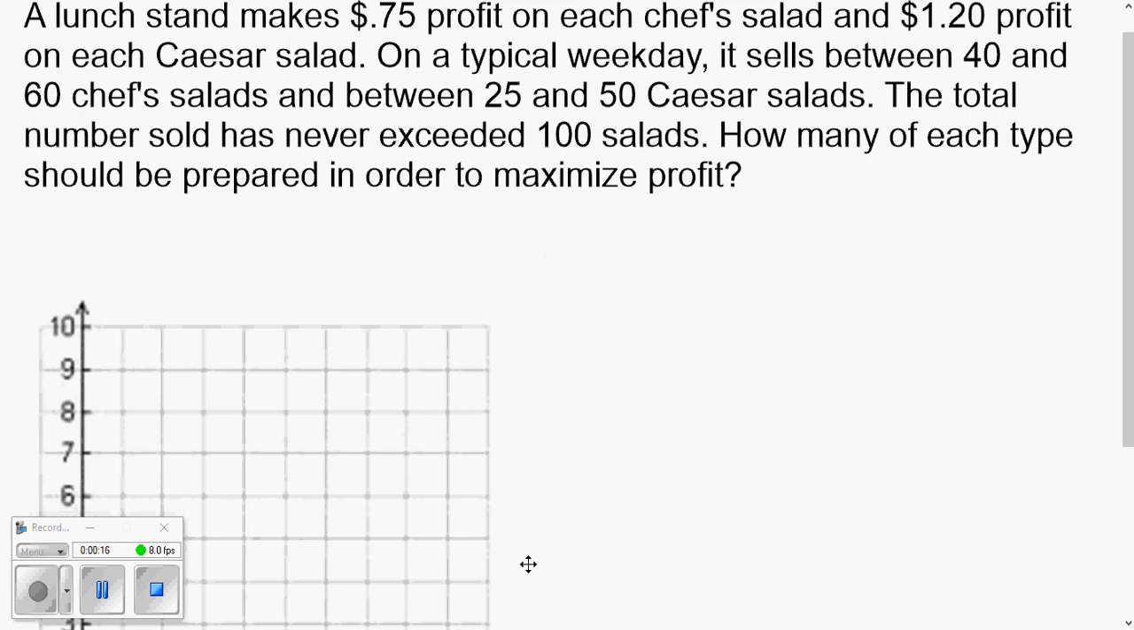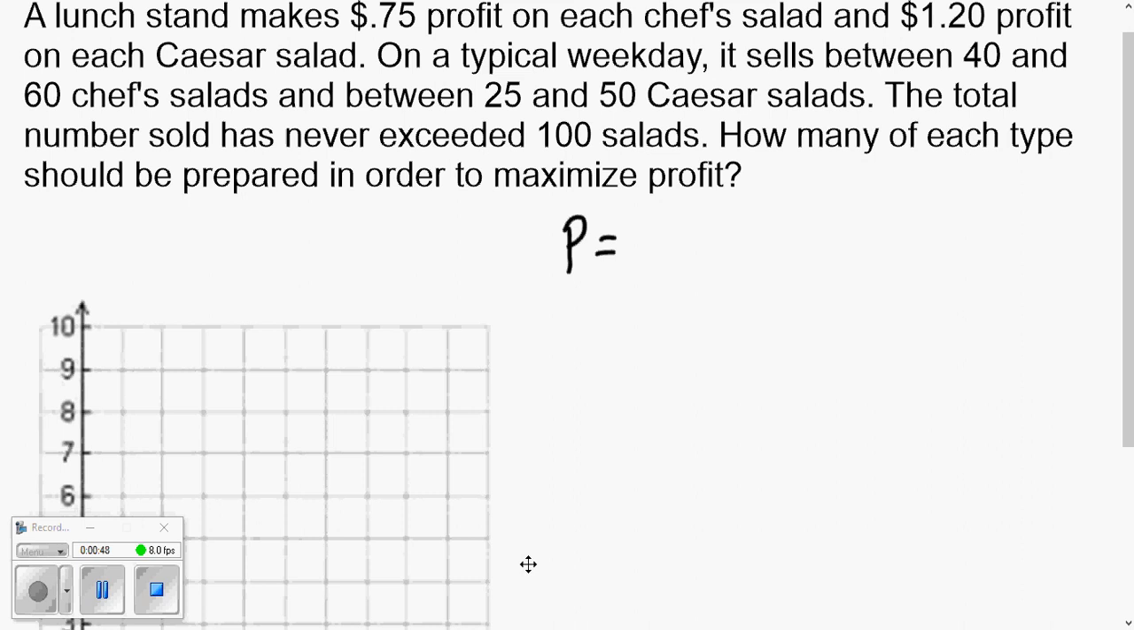So the next one, a lunch stand makes 75-cent profit. Before I even keep reading, they're already giving you profit. That's good. On each chef salad and $1.20 profit on each Caesar salad. On a typical weekday, it sells between 40 and 60 chef salads and between 25 and 50 Caesar salads. The total number has never exceeded 100 salads. How many of each type should be prepared in order to maximize profit? Remember, your objective function comes from profit.